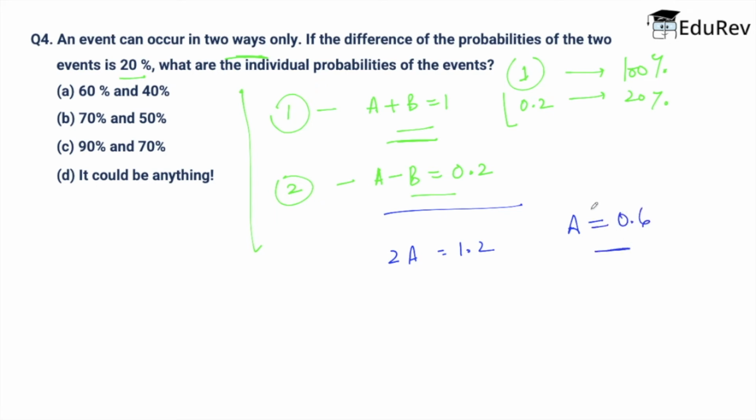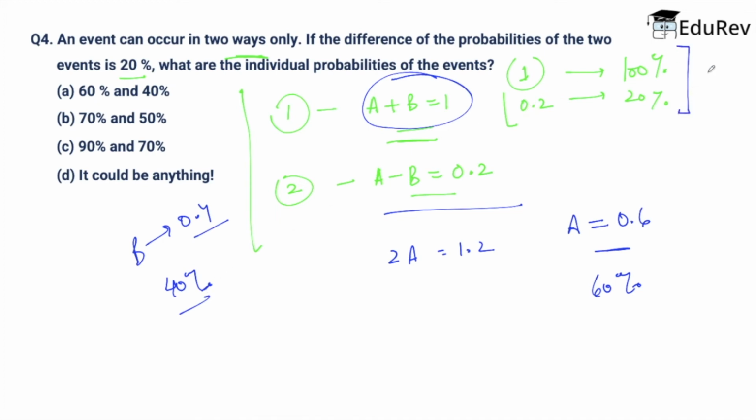Now A here is 0.6. So when I substitute the value of A in equation 1, I'll get B as 0.4. That means A is 60% and B is 40%. So we have just used these two equations, A plus B equals 1, or 100%, and A minus B equals 20%, that is 0.2, and solved them to find the values of A and B. So A is 60% and B is 40%, that is option A.